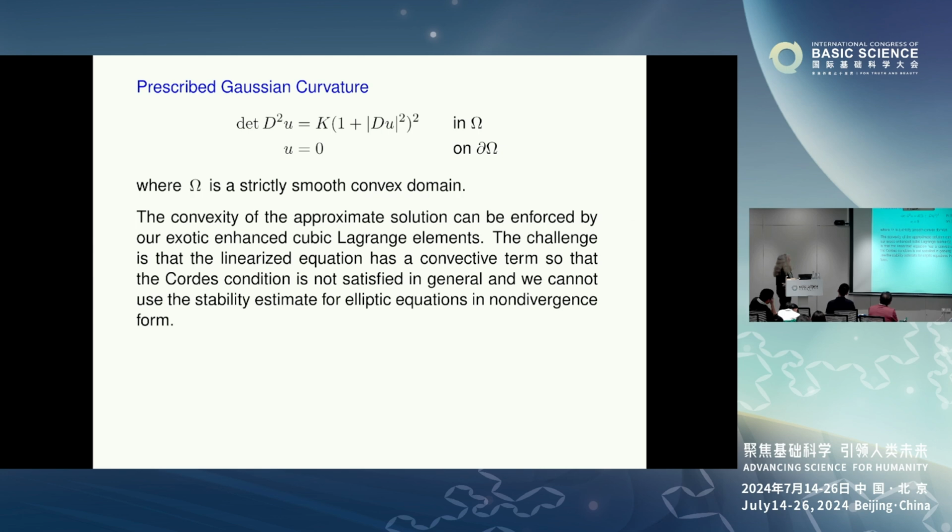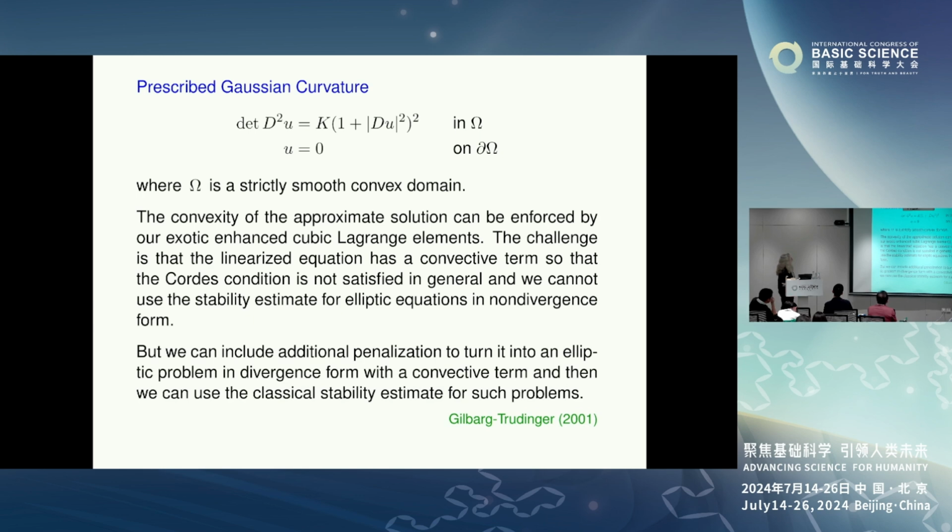The convexity of the approximate solution can be enforced by our exotic enhanced cubic Lagrange elements. The challenge is that the linearized equation has a convective term, so that the Cordes condition is not satisfied in general. And we cannot use the stability estimate for elliptic equations in non-divergence form. But we can include additional penalization to turn it into an elliptic problem in divergence form with a convective term. And then we can use the classical stability estimate for such problems.